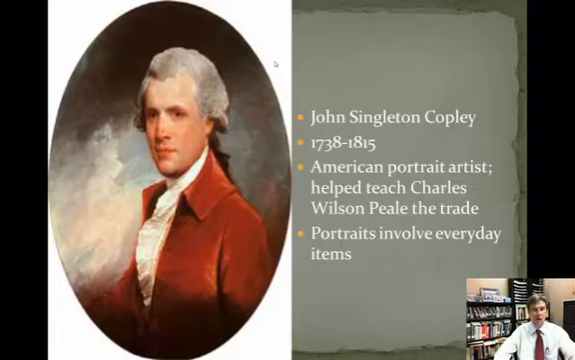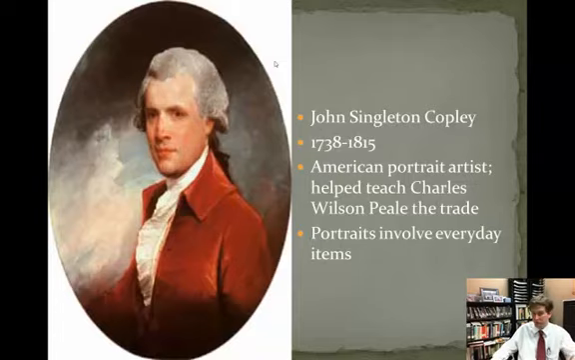Now, art. We're going to briefly look at some of the important American artists in this period of time, in this colonial period leading into the early federal period. So one of the most important artists was a man named John Singleton Copley. An American portrait artist, helped teach Charles Wilson Peale the trade, and portraits in his work would involve everyday items, and there were some very famous ones.